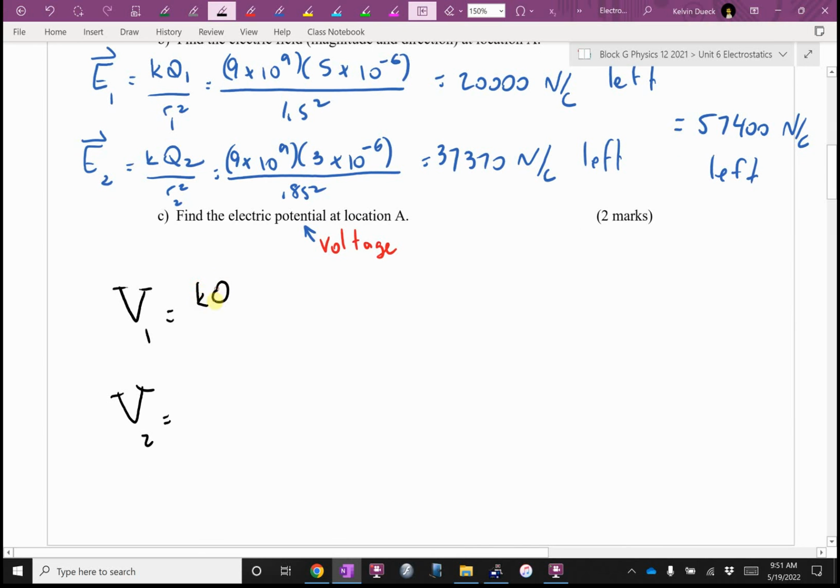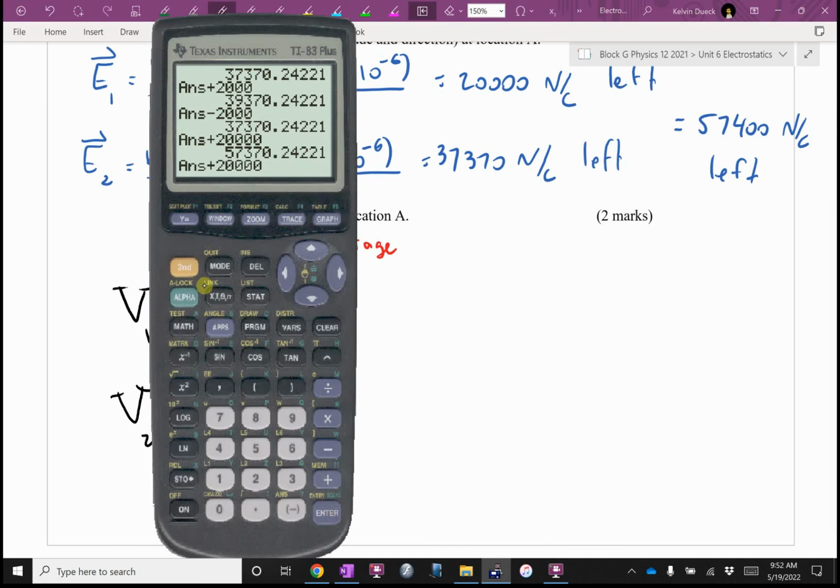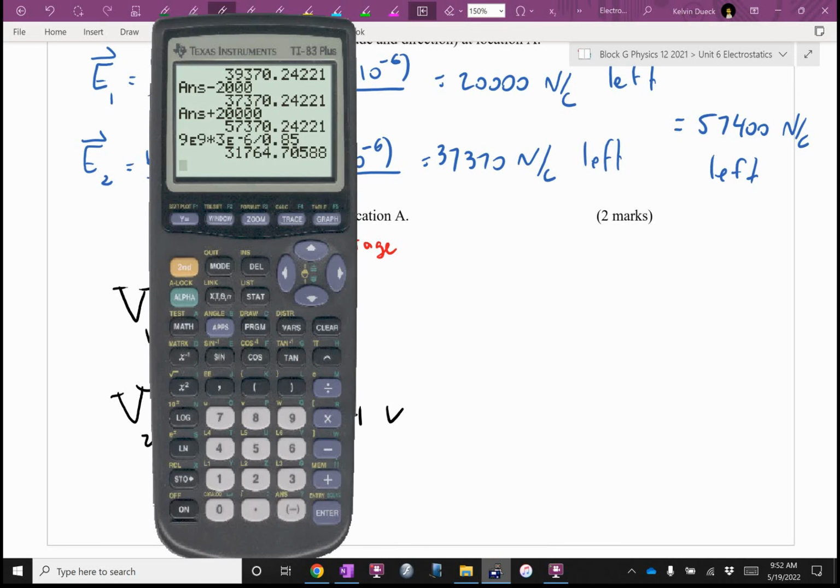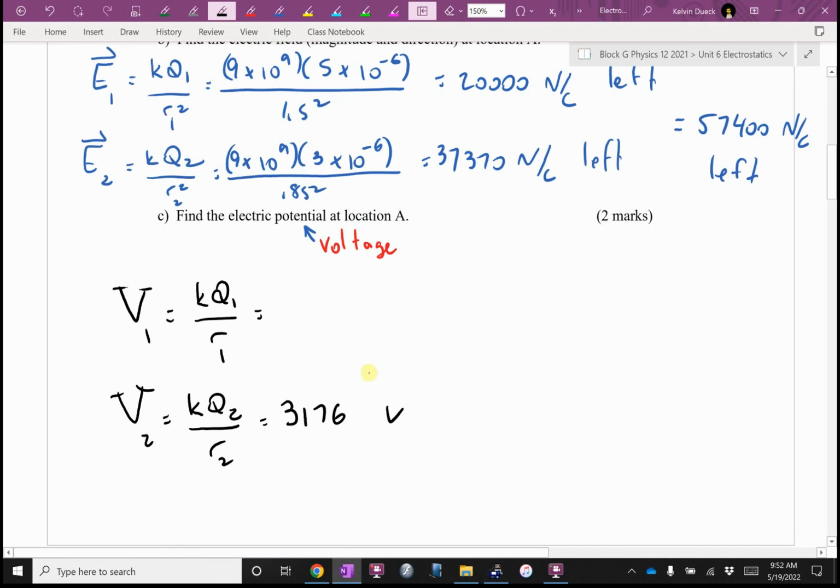Voltage is KQ1 over R1. And voltage is KQ2 over R2. I can bring back some previous lines. And I can't help noticing that this line here, if I just delete the squared, that's the voltage of Q2. I'm that lazy. It's going to be 31,764... 31,765 volts.